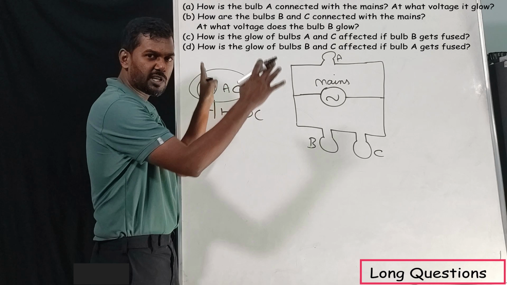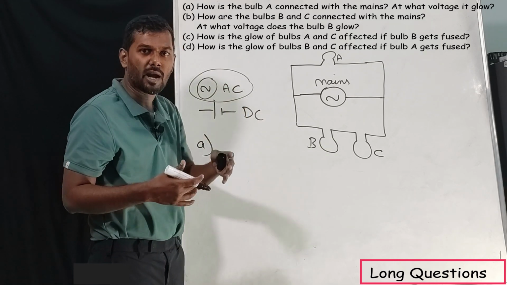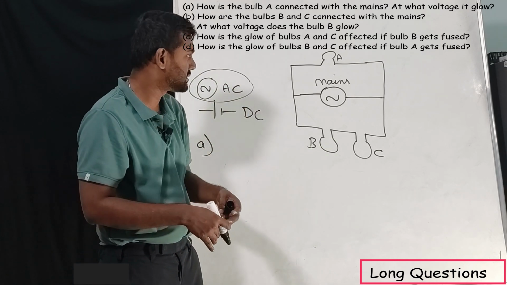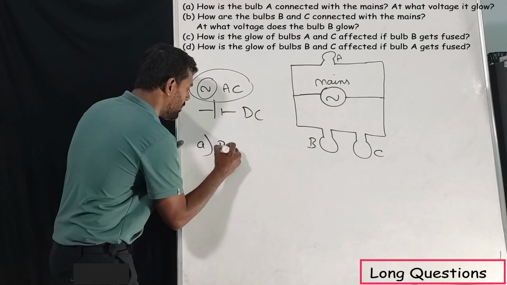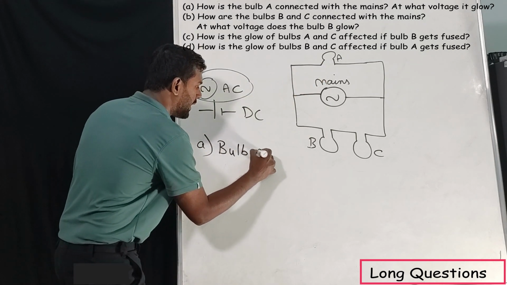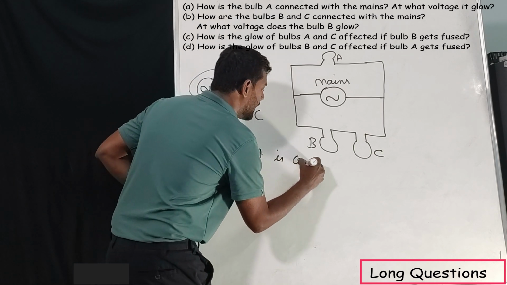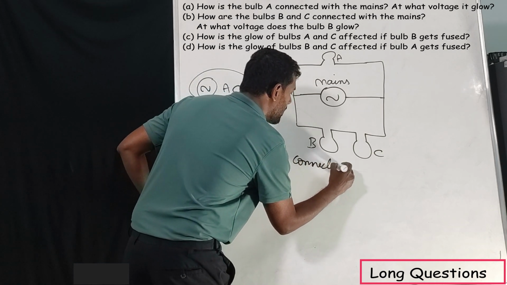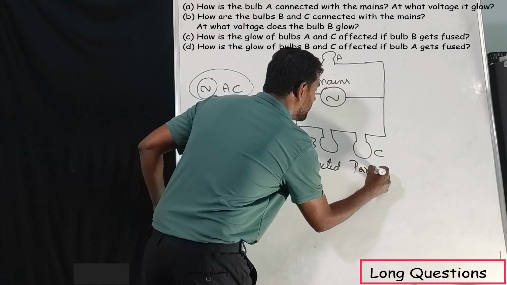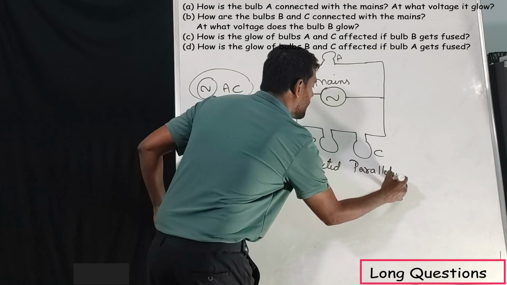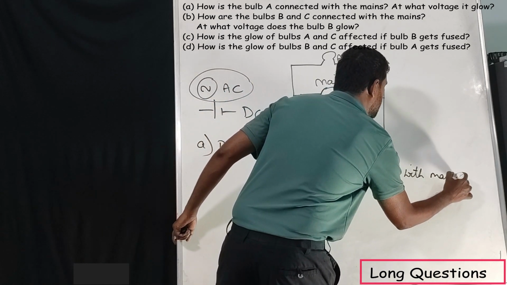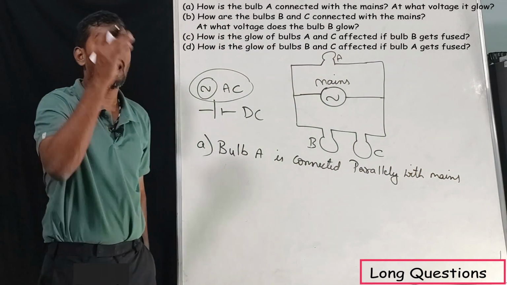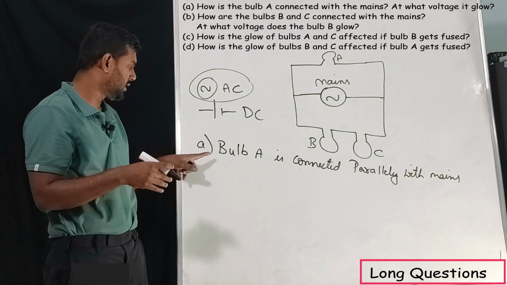See, if you have seen the electricity concept, and if you know what is series and parallel connection, you can answer it easily. Bulb A is connected parallelly with mains. Okay, and there we have one more sub question in A.